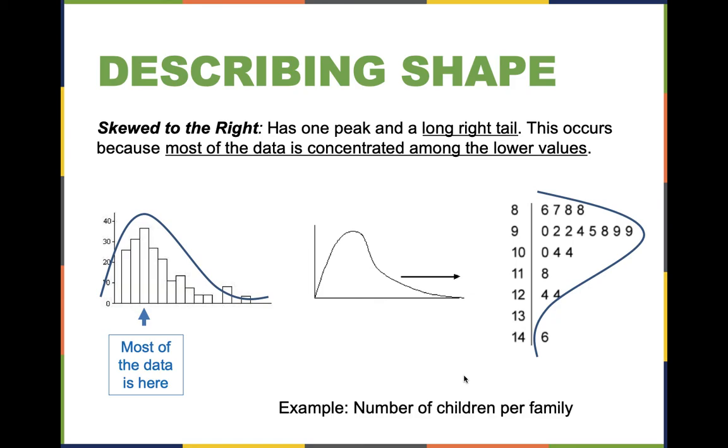A real-life example that would probably create a data distribution skewed to the right is the number of children per family. Because if you think about it, most families don't have a lot of children. They might have 1, 2, or 3 children. So you won't see a lot of data values that are larger. You won't see a lot of data values that say 7, 8, or 9.